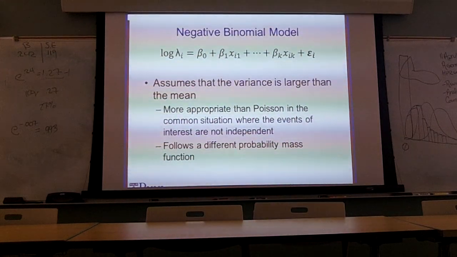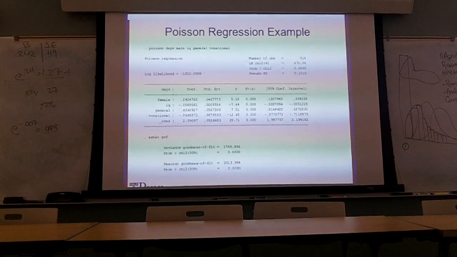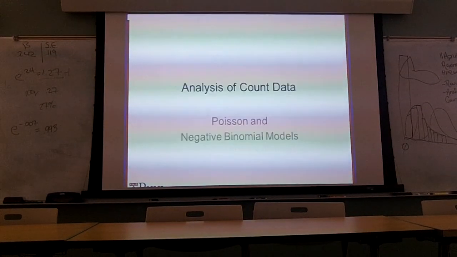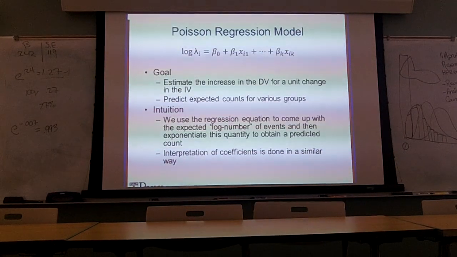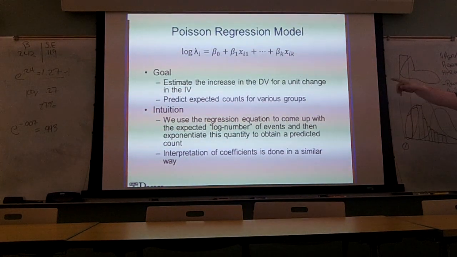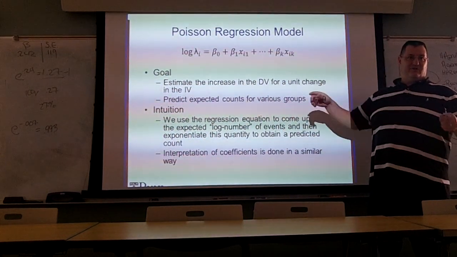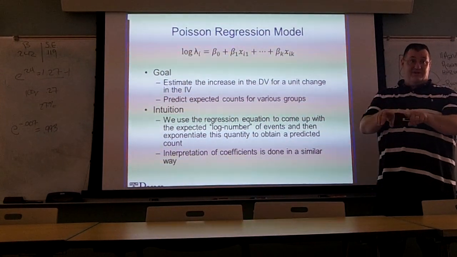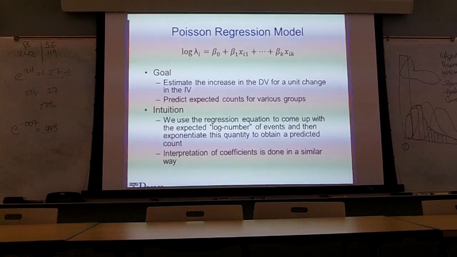Okay, so the negative binomial model. The other thing to notice here is what's missing in the Poisson model. Did anybody notice that our friendly error term was missing? That's because we assume the mean and the variance are the same. Keep that in your head.